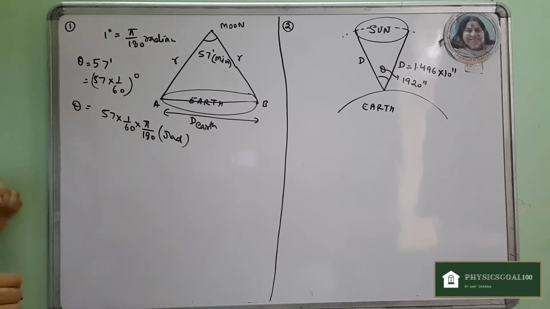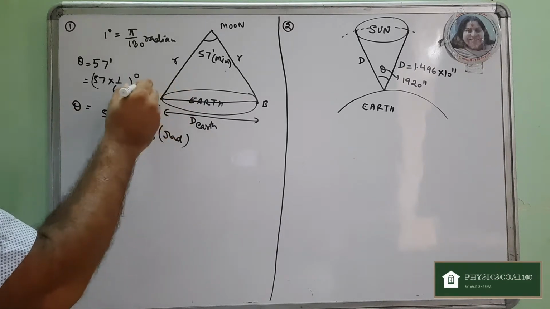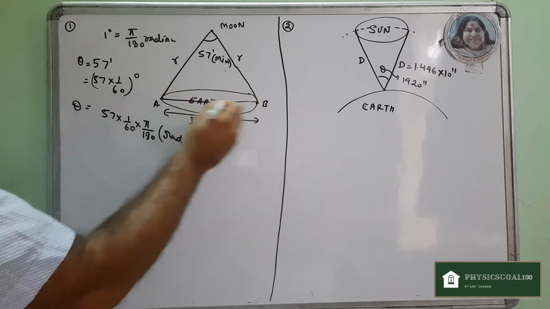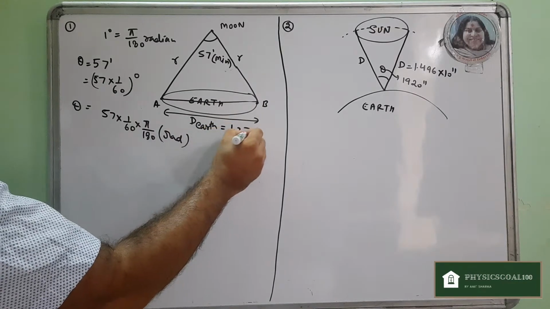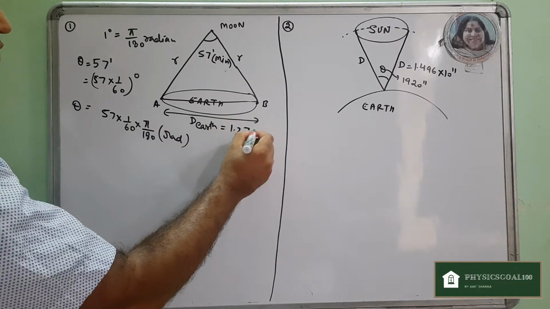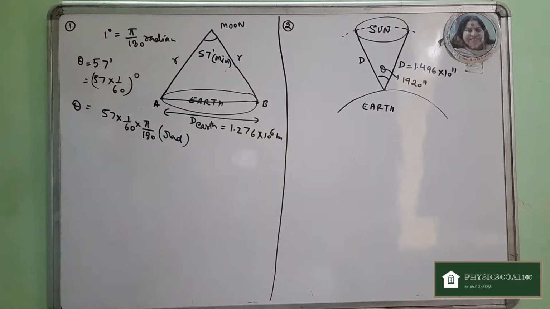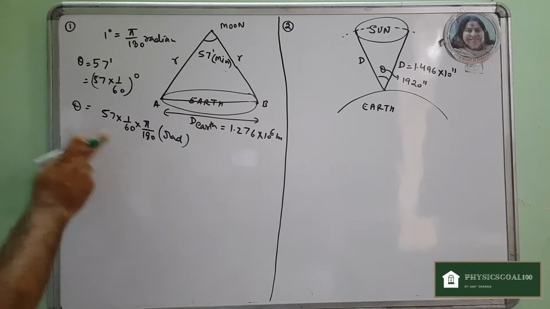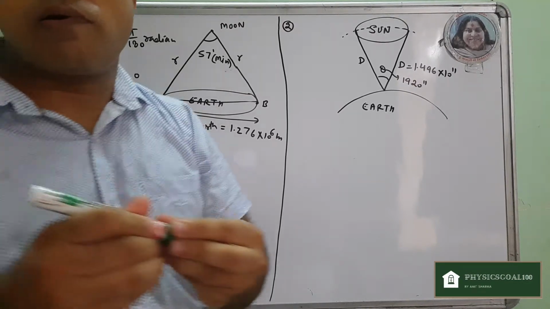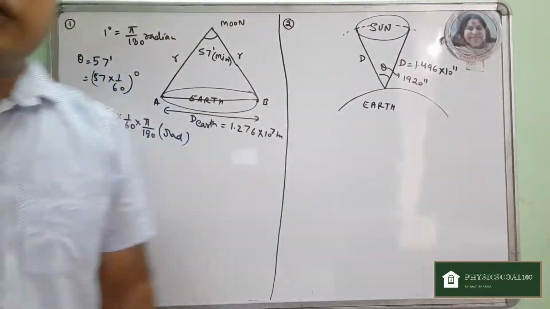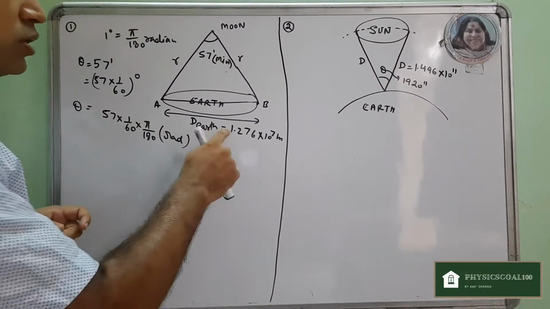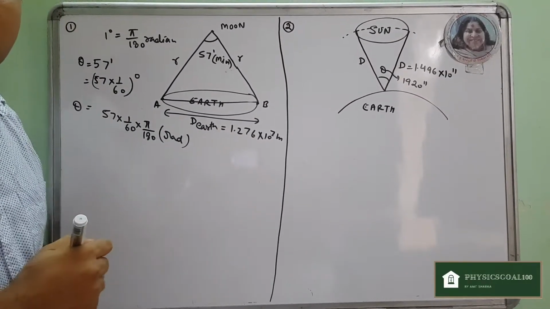This is theta. If this is theta, then AB will act as an arc. Its value is 1.276 into 10 की power 6 meter. It is given in the question. So diameter of the earth is given, 1.276 into 10 की power 7 meter.